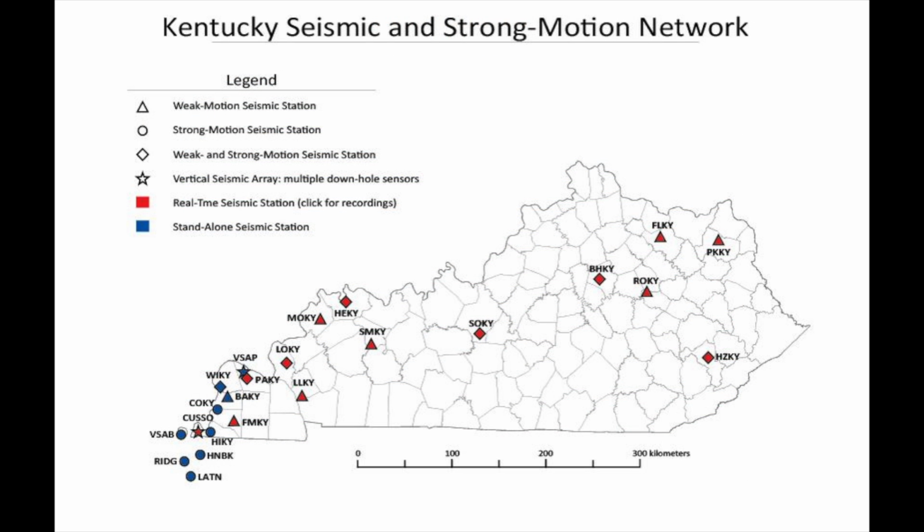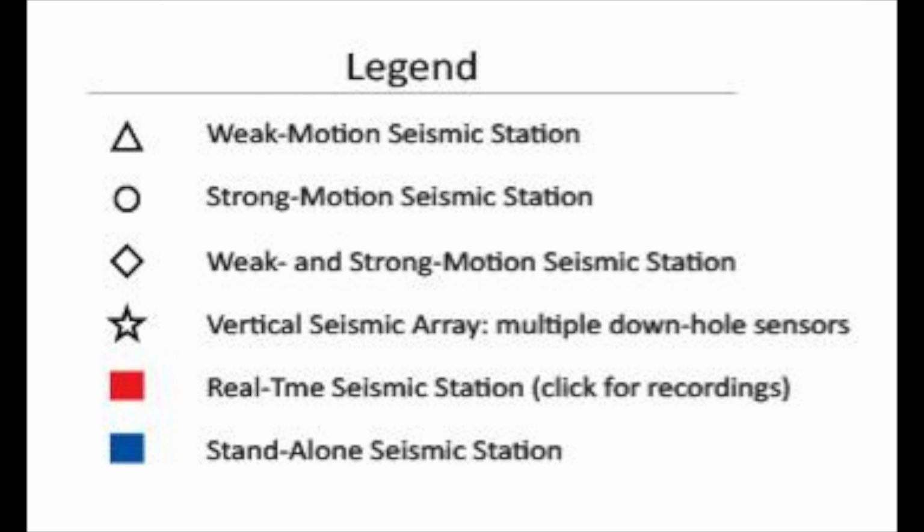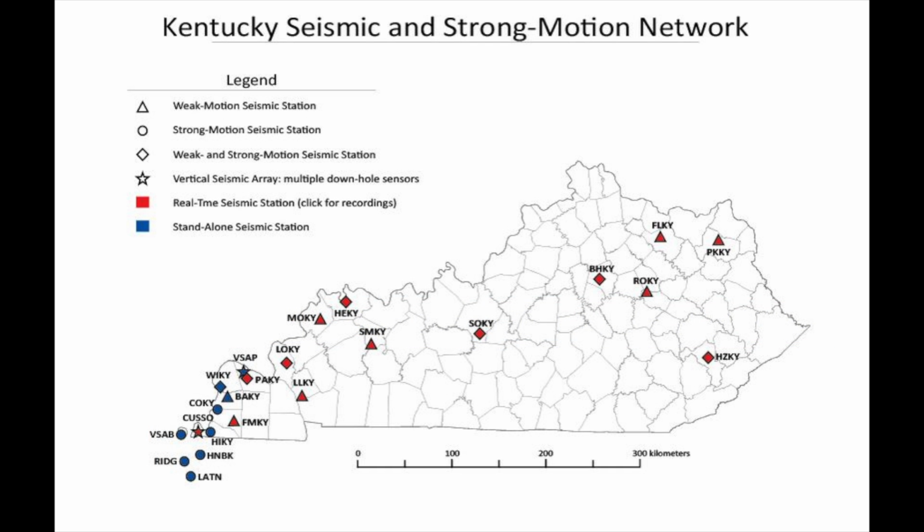Now that you understand the graphs, let's go back to the map and go over its symbology. All of our stations are labeled as weak motion, strong motion, or weak and strong motion seismic stations, excluding the two that are labeled as vertical seismic array stations located above the New Madrid zone. These stations are symbolized on the map, corresponding to what device or devices are at the site recording data.